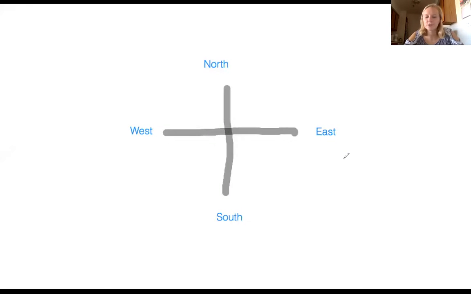So there are 4 different directions we can use to describe where we are going, okay? So we can be going north, which is normally what we would consider up, east, which is what we would consider going to the right, south, which is what we would consider going down, and west, which we would consider going to the left when we're talking about moving on a coordinate grid, okay?